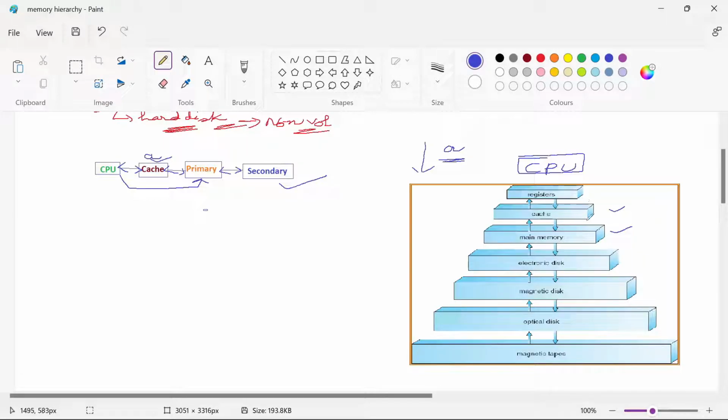Observe here the hierarchy. The rectangular box represents the size. The main memory size is less when compared to the secondary memory size, and the cache memory size is less when compared to the main memory size. So if we go in this order from top to bottom, the size of the memory decreases.